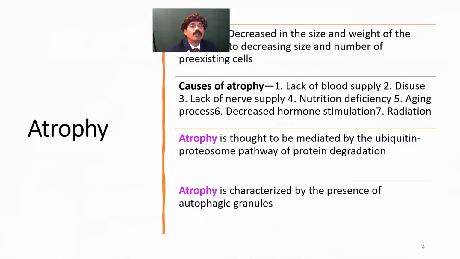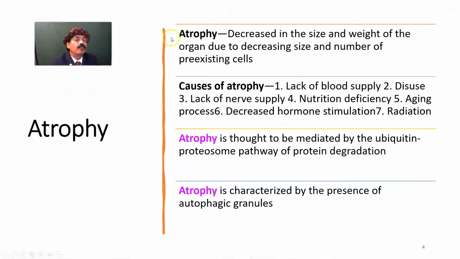Okay, so what is atrophy? Atrophy is a decrease in the size and weight of an organ due to decreasing size and number of the pre-existing cells. So cell number is decreased, and cell size is decreased in atrophy.